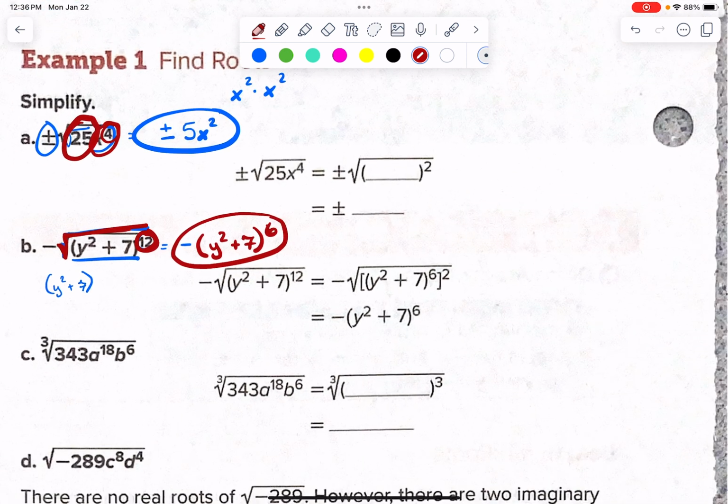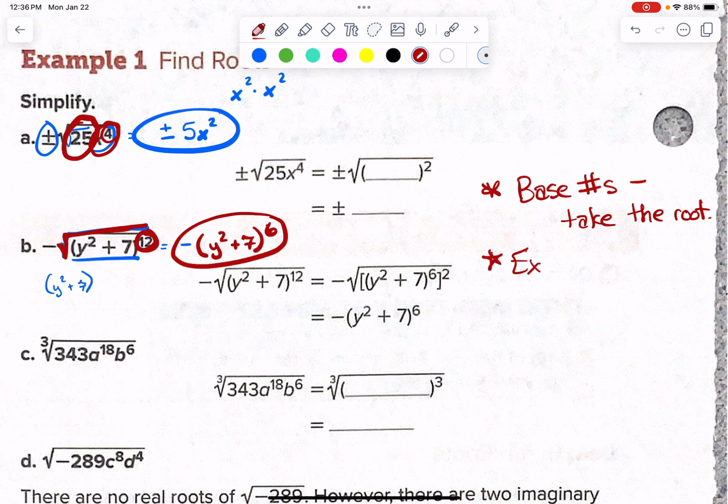So let's put that off to the side over here. Base numbers: take the root. I'm going to just say take the root, because we might not have a square root. It might be a cubic root, okay? Exponents: divide by the root. Okay, so we'll have some more practice here in just a second.